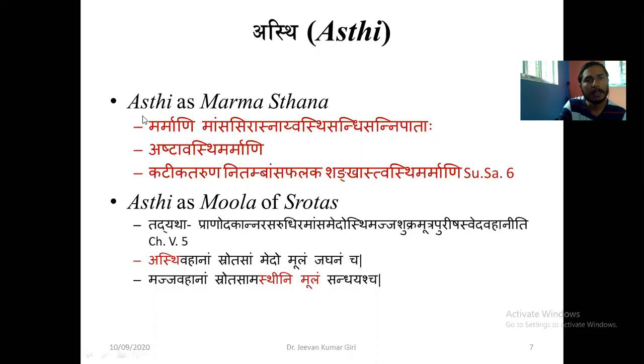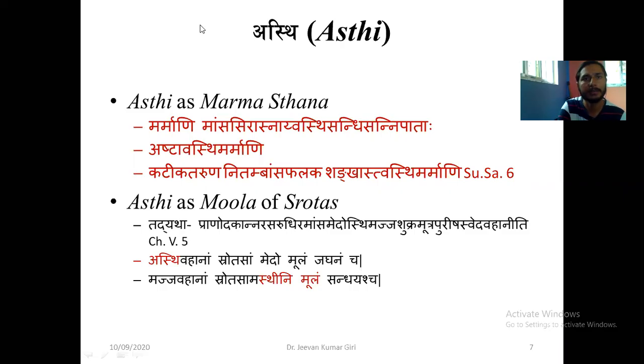So Marmani, Mamsa Sira Snayu Asthi Sandhi Sannipata. What that means: Marma are the vital points. This vital point consists of Mamsa, muscles; Sira, vessels; Snayu, that is ligament, nerve, tendon; Asthi, that is bone; and Sandhi, that is joint. So these all five components together form the Marma points.